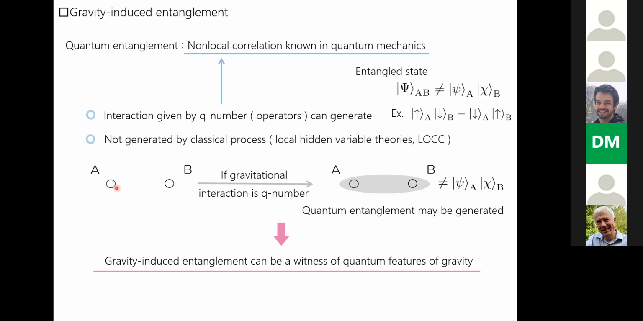Suppose two systems A and B and the gravitational interaction between them. If the gravitational interaction is described by a q-number, then quantum entanglement may be generated between the two systems. Quantum entanglement due to gravity means that the gravitational interaction cannot be described by LOCC. In this sense, gravity-induced entanglement can be a witness of quantum features of gravity. This is the basic idea to test quantum features of gravity by using entanglement.